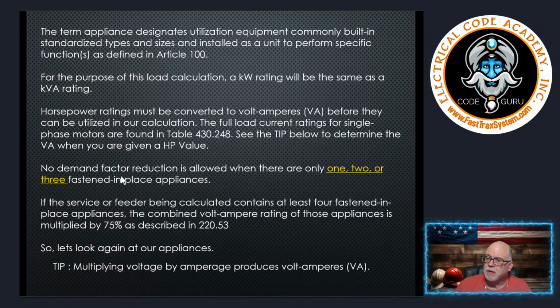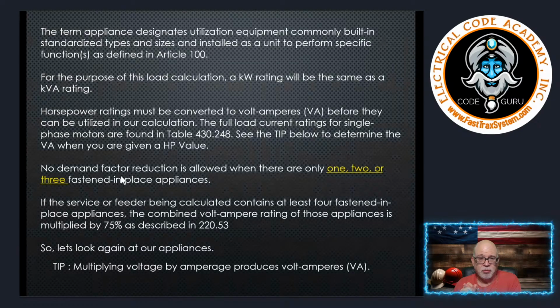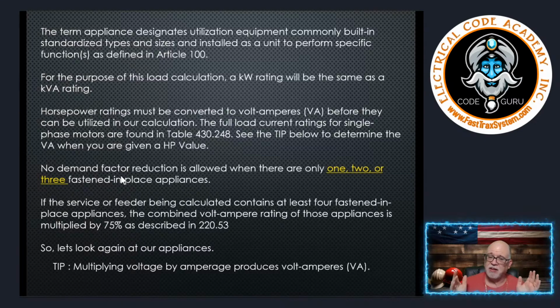All right, so another important thing I want to remind you, when we look at these appliances, if you're doing a load calculation on an exam or even in the real world, and you've only got 1, 2, or 3 appliances, then you do not get to apply any demands. You don't get to take advantage of 220.53. You just take those appliances at their full VA value, and you simply just have to add them to your calculation. You don't get to reduce them in any way, okay?